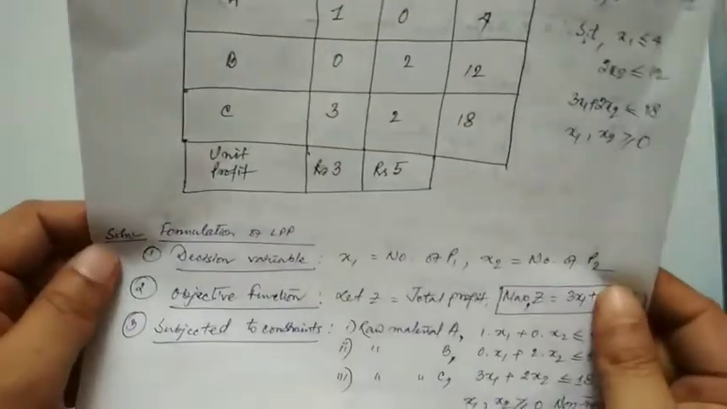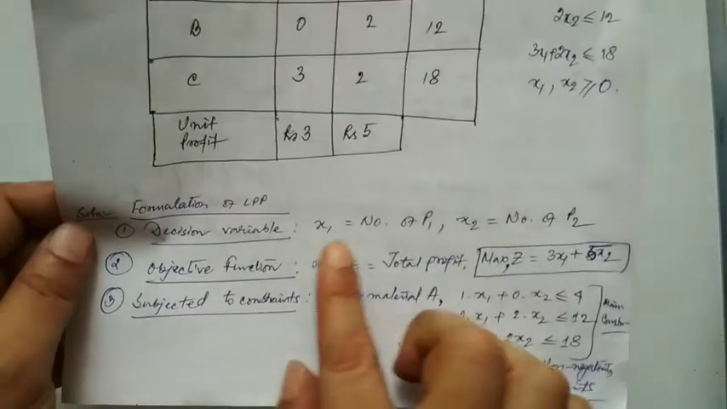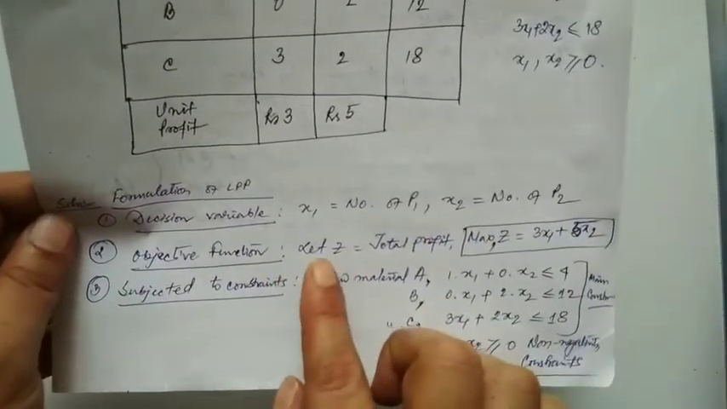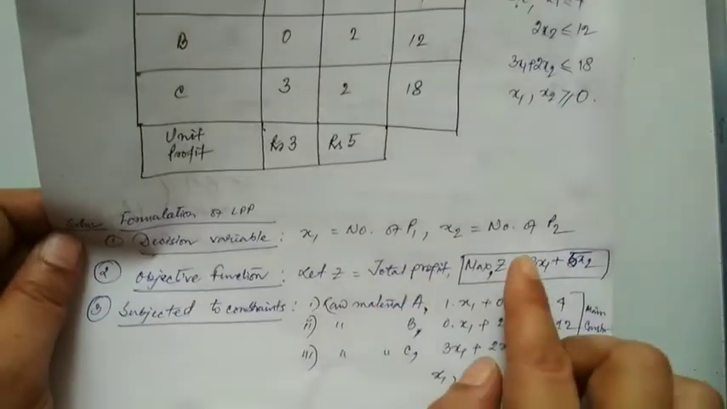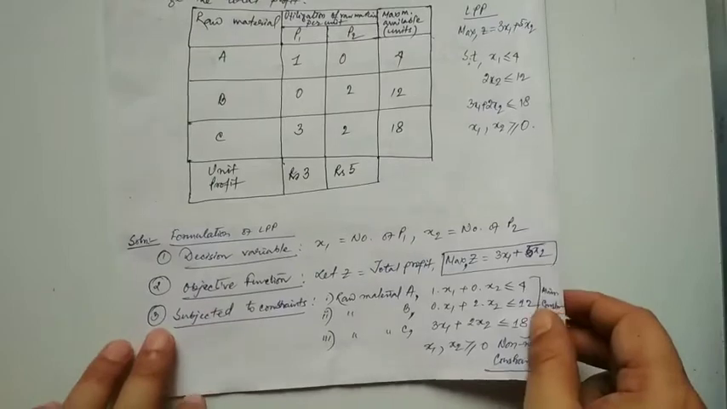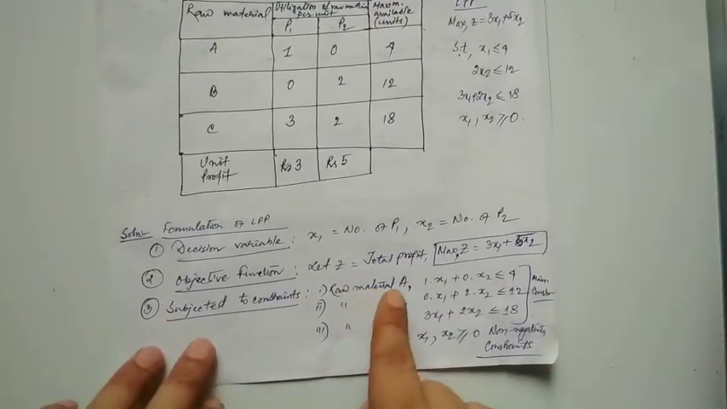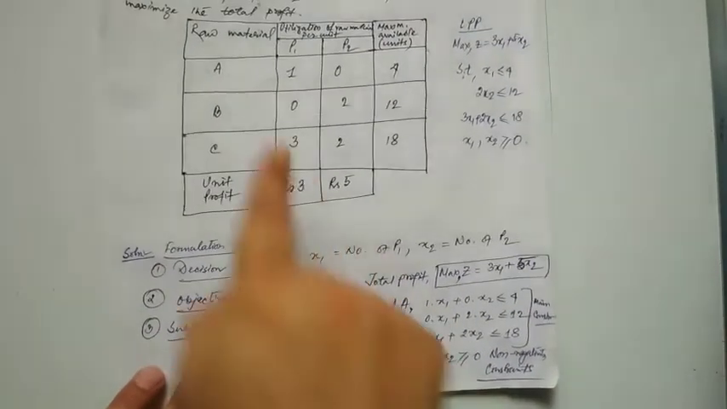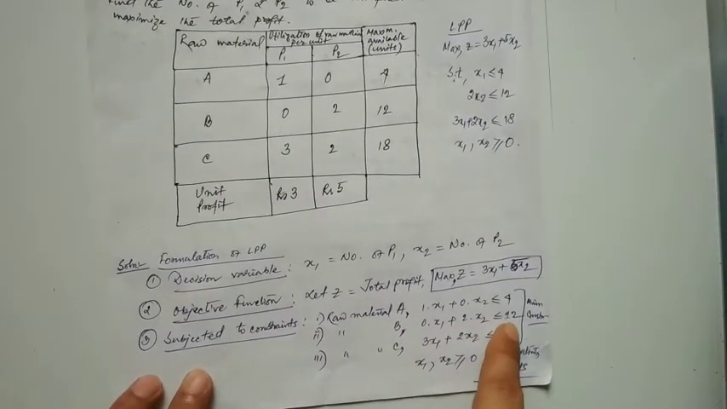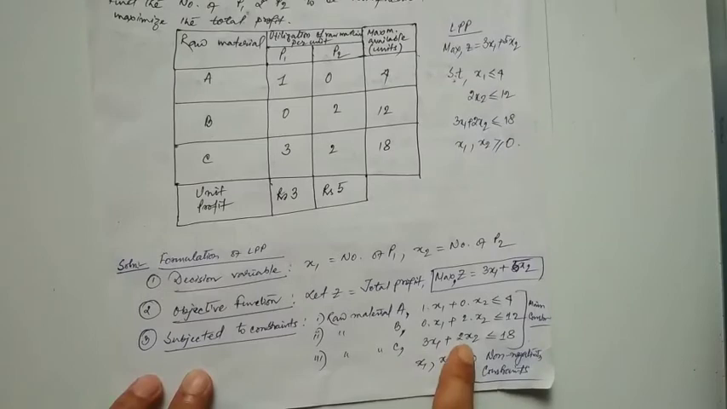So from here we can conclude that the decision variables are x1, that is the number of P1, and x2, the number of P2, and the objective function is Z, that is the total profit. So maximize Z equal to 3x1 plus 5x2. And the subject to constraints are raw material. For A we have 1x1 plus 0x2 less than or equal to 4, 0x1 plus 2x2 less than or equal to 12, 3x1 plus 2x2 less than or equal to 18.